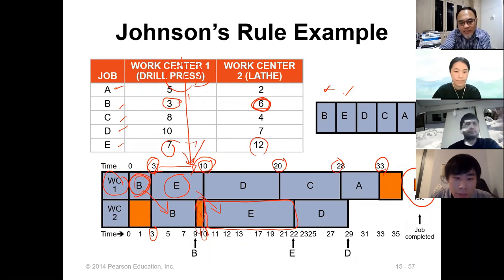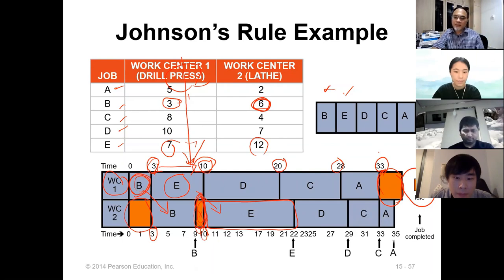Yeah. Okay. So that's why we have this idle time. You see this orange color? This is all idle time. This has been completed. Okay, this is completed whereby the job is actually completed at time 35, eh? It has another free time, eh?